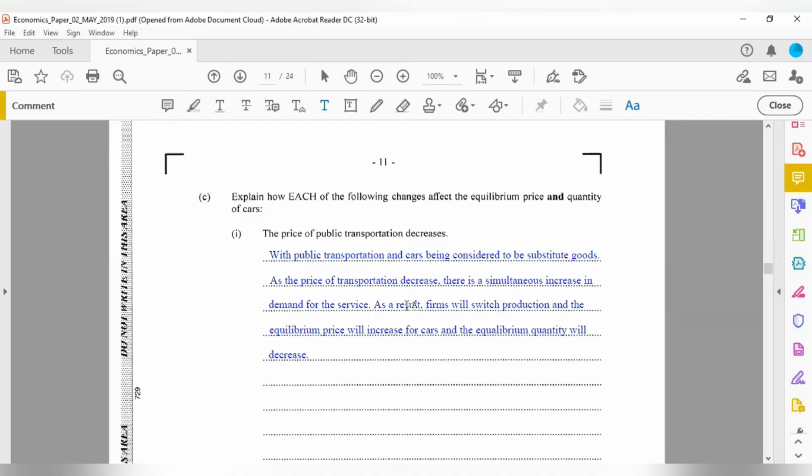Explain how each of the following changes affect the equilibrium price. The price of public transport decreases. With public transport and cars being considered to be substitute goods, as the price of transport decreases, there is a simultaneous increase in demand for the service. As a result, firms will switch production and equilibrium price will increase for cars and equilibrium quantity will decrease.